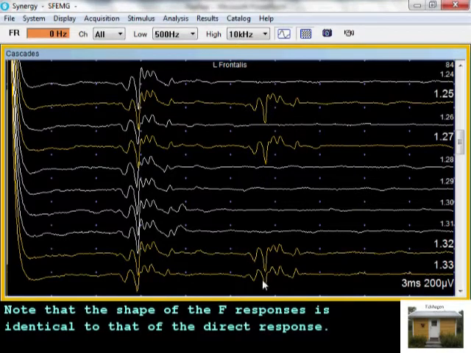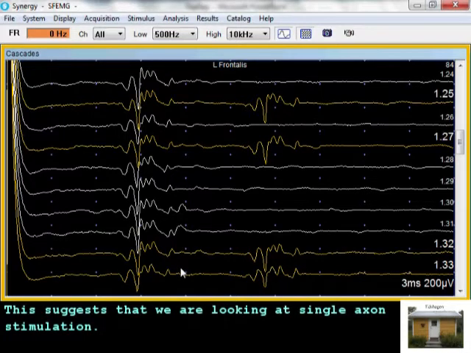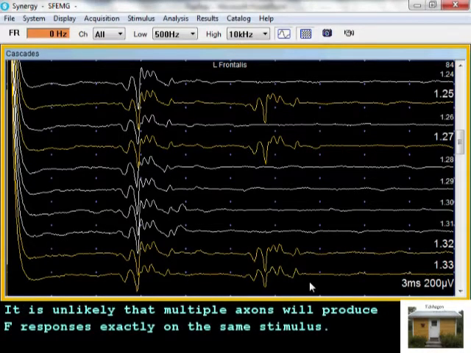Note that the shape of the F responses is identical to that of the direct response. This suggests that we are looking at single axon stimulation. It is unlikely that multiple axons will produce F responses exactly on the same stimulus.